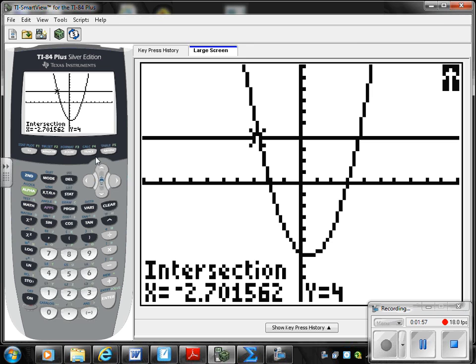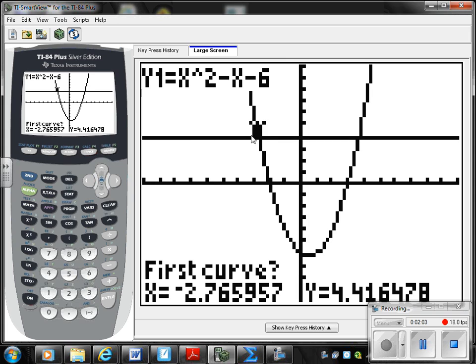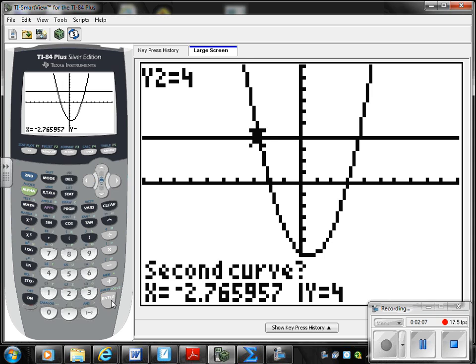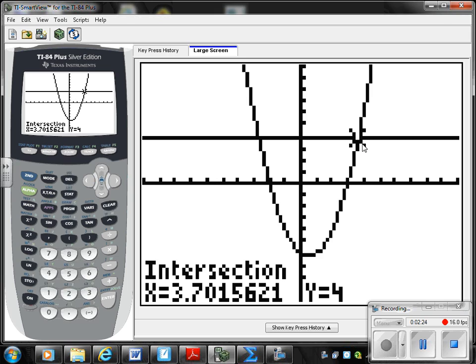And then I'm going to go second, calculate. I'm going to choose number 5 again. And again, first curve, yeah, I'm on my parabola, so I'm going to hit enter. Second curve, I'm now on the line. I'm going to hit enter. And it's going to ask for a guess. And again, I already have this intersection here. Well, I need to guess something over around 3 or 4. So I'm going to put in my guess at 4. And it gave me this intersection also at 3.7.